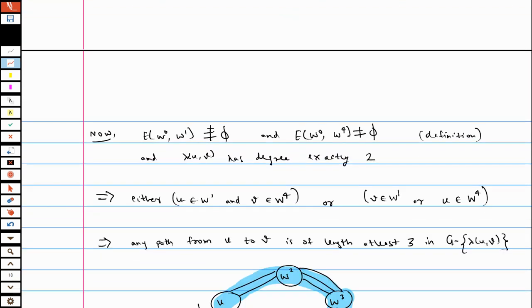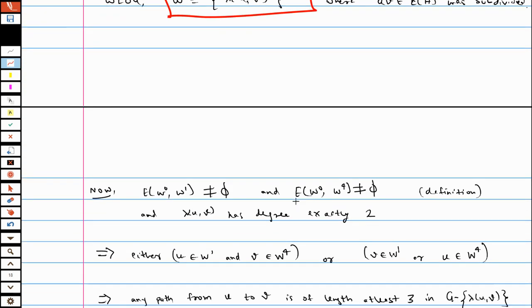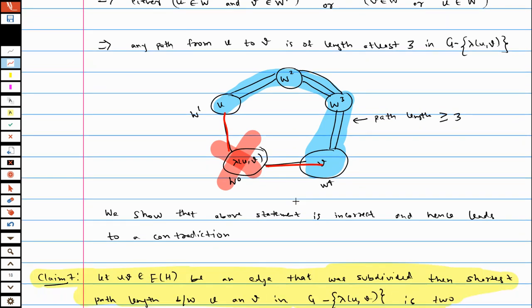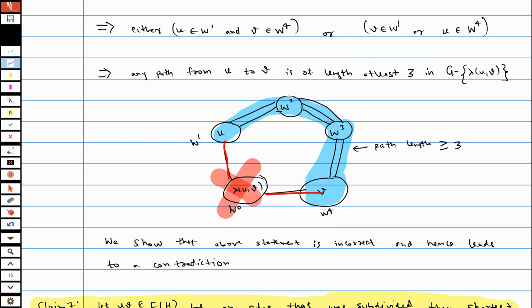Now we have this situation that lambda UV is a single vertex, and this is a witness set, and since lambda UV has only degree two, one to U and one to V, U has to be here and V has to be here in W1. Why can't U and V be together? Okay, then lambda UV will not be connected to this. What is the problem if they are together? Let's say U and V are both in W1, then how will you connect lambda UV with W2? Correct.